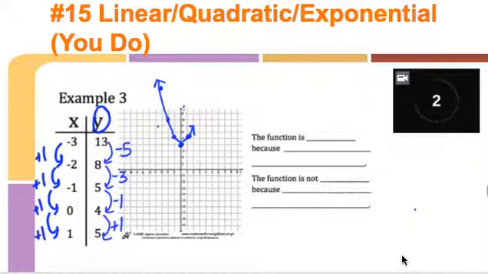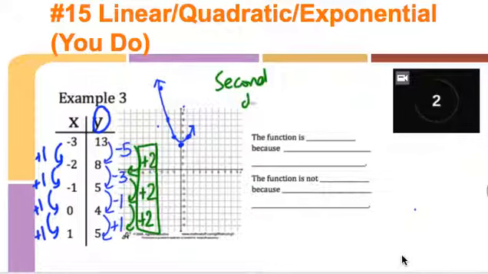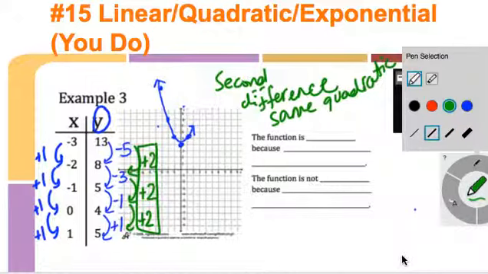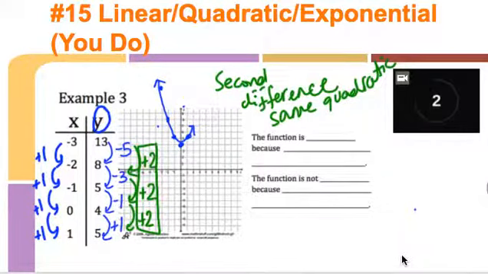Okay? A different way that you could tell this as well is from -5 to -3, that's adding 2. -3 to -1, that's adding 2. And -1 to +1 is adding 2. So when the second difference is the same, it's going to be quadratic. Or you could simply say it creates the shape of a parabola. So the function is quadratic because it creates the shape of a parabola.